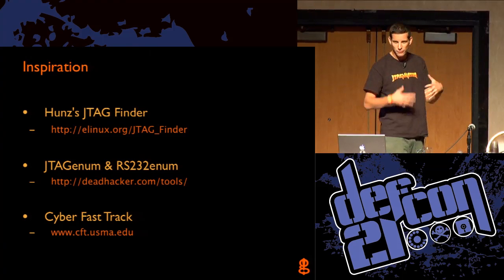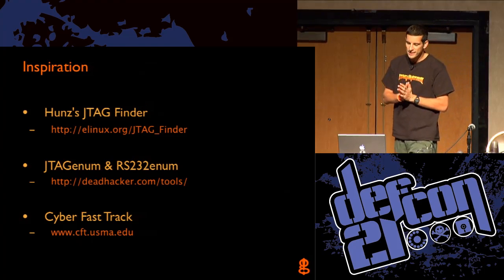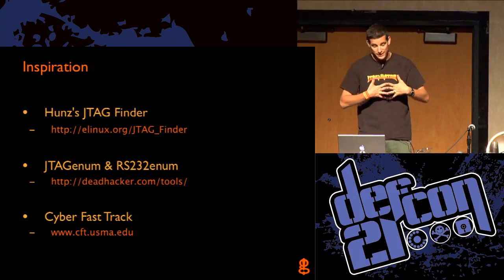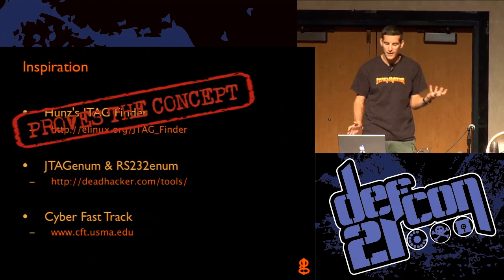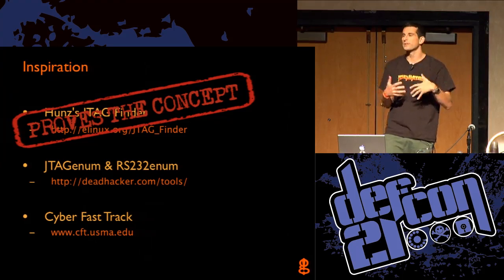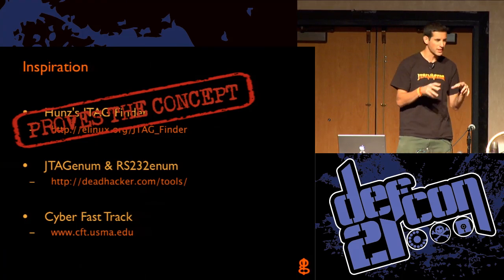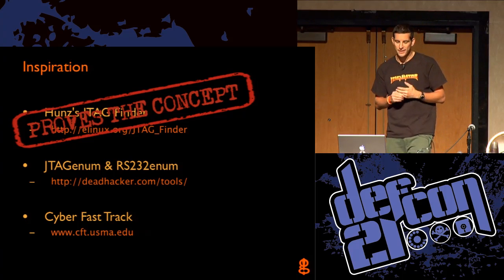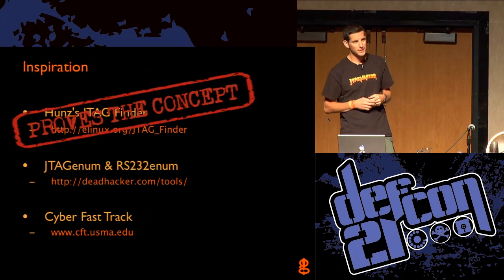As with anything, you're building on other work, and this is no exception. I first saw some work on JTAG finding with Hunz's JTAG Finder, which was basically a proof of concept from 2006 that proved it was possible to brute force or enumerate through all the different permutations of different test points for JTAG. That was pretty cool. He did it on some sort of Atmel development board, but that's as far as he went with it.